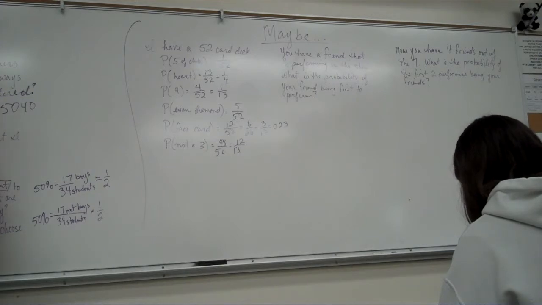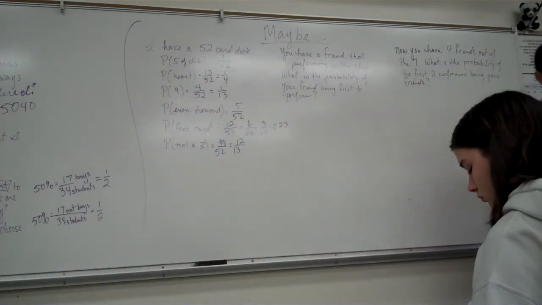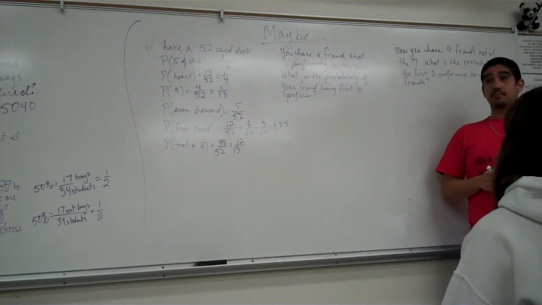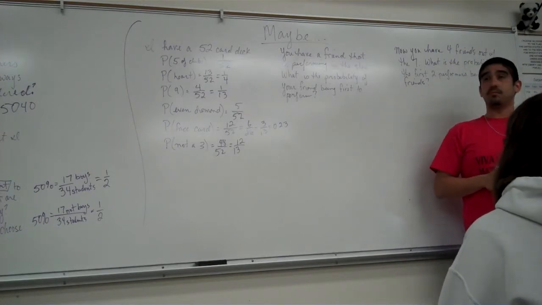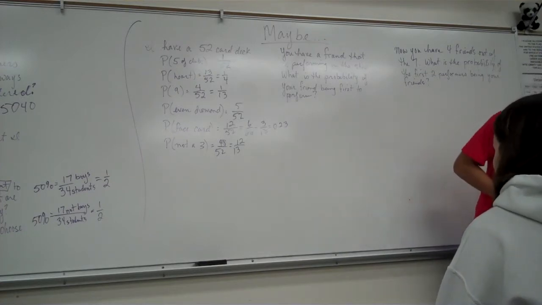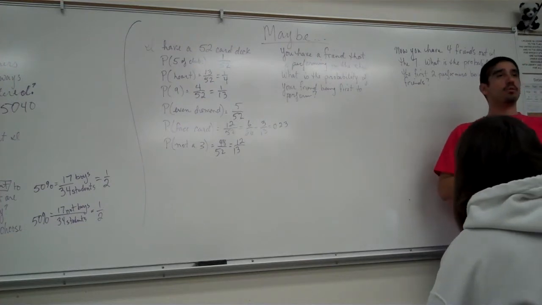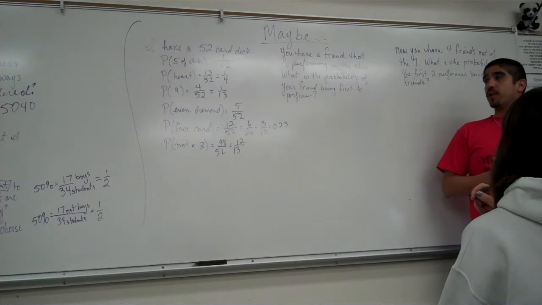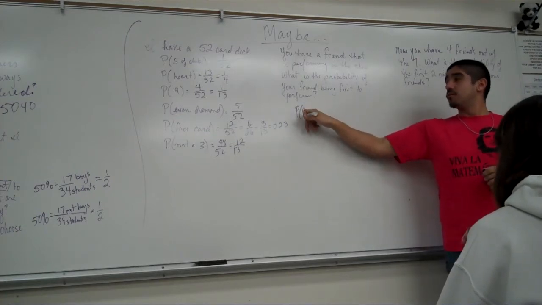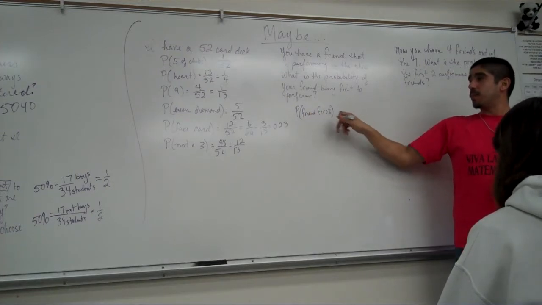1 out of 7. There are 7 people going. We know that there's 5,040 ways that they could be ordered. So, what's the probability of our friend being first? 1/7. Now I heard a couple of people say 1/7.